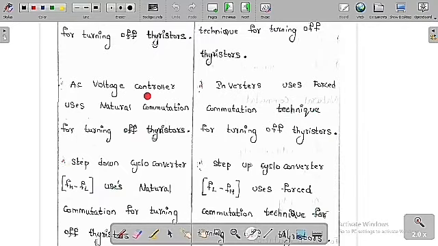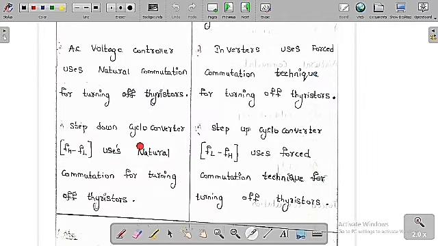AC voltage controllers use natural commutation for turning off thyristors. In AC voltage controllers also we use natural commutation for turning off the thyristors. In inverters we use the forced commutation technique for turning off the thyristors. The step down cycloconverter, which is FH minus FL, highest frequency minus lowest frequency, uses natural commutation for turning off thyristors.